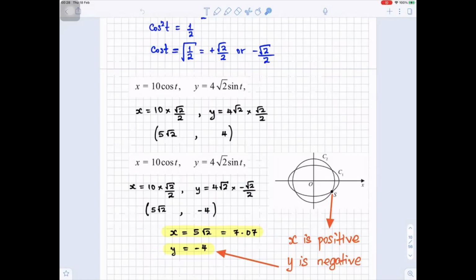Because x is positive and y is negative, it is inside the fourth quadrant, because you go positive for x and negative for y. So which one will be in the fourth quadrant? The 5 root 2 is the positive going that way, and the minus 4 coming down. So that means x is 5 root 2, which is 7.07, and y is minus 4.